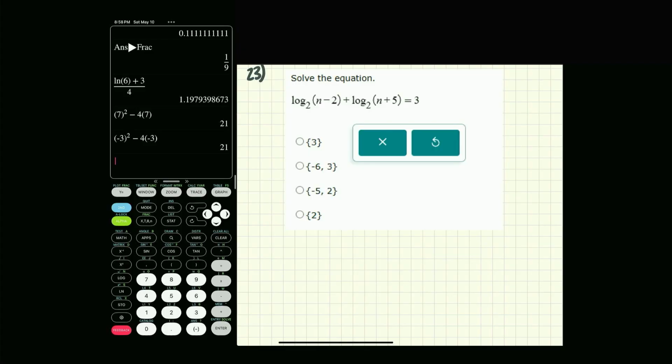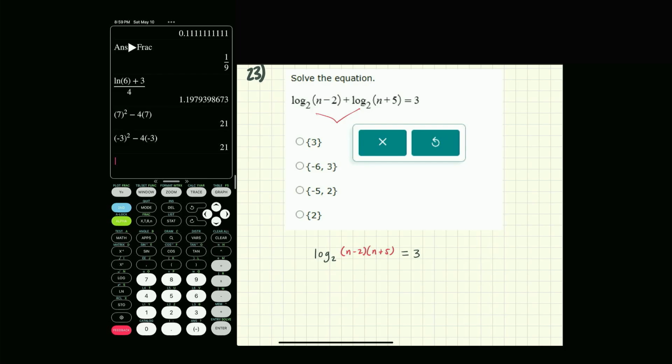Here's another one, solving a logarithm equation. This is not one of our golden setups because we've got two logs on one side of the equal sign, and this is no good. We need to combine those into one single logarithm, so we have to use our log properties. Since these two logs are being added, remember, addition corresponds to the product property. So we can combine these into one single logarithm using multiplication. So we'll have n minus 2 times n plus 5, and that's equal to 3.